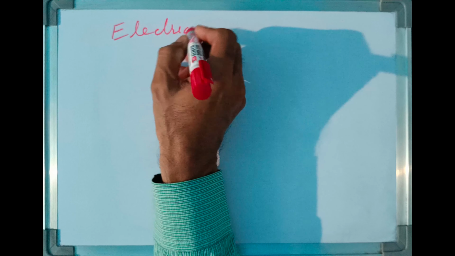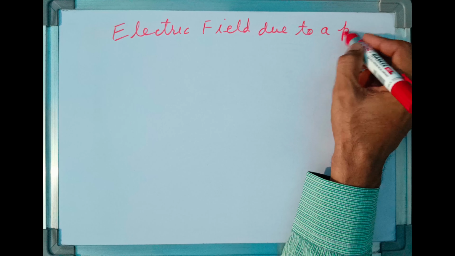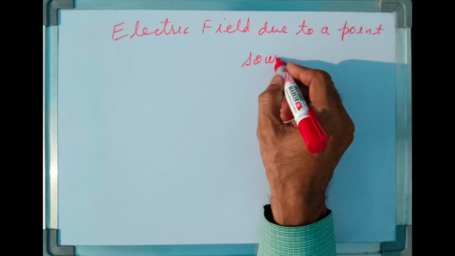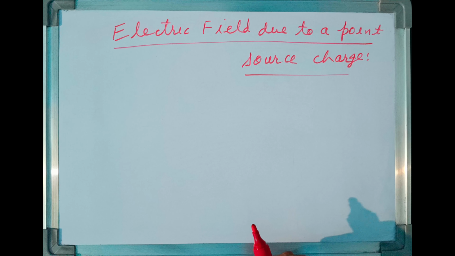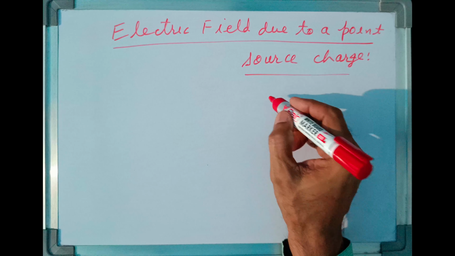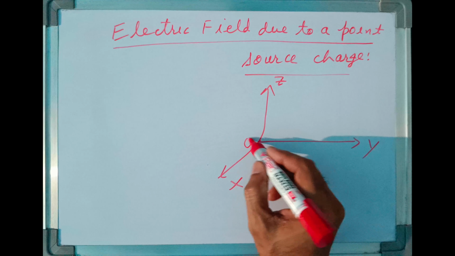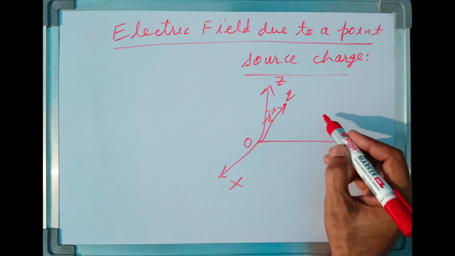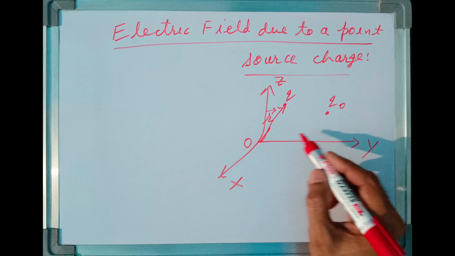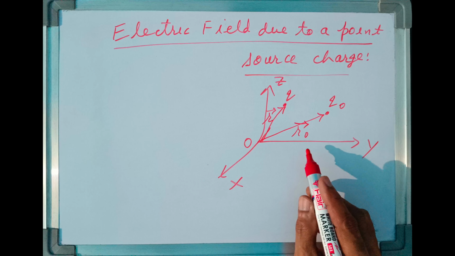Now I will derive a relation for electric field. Electric field due to a point source charge. I will make use of the definition earlier I have given. For this purpose, let's draw a diagram. Suppose this is a coordinate system in which source charge is placed here. Its position vector is r vector and test charge is placed within its electric field at any point. Let's suppose position vector of test charge is r naught vector.